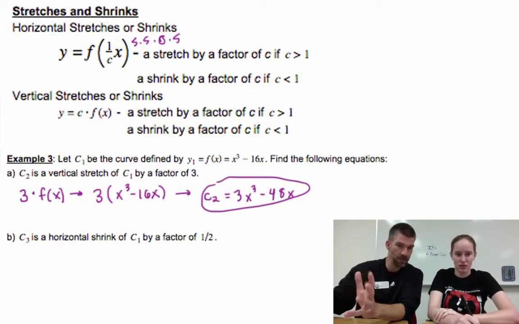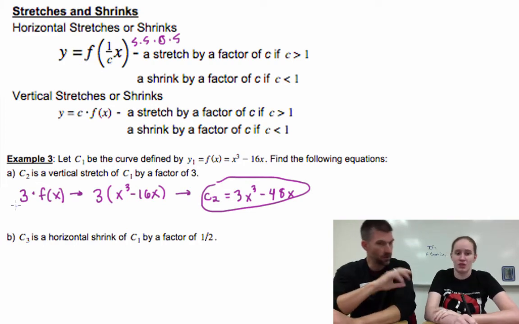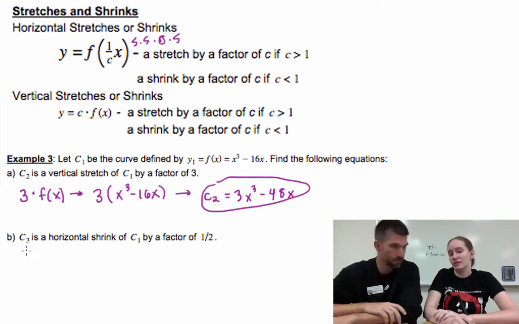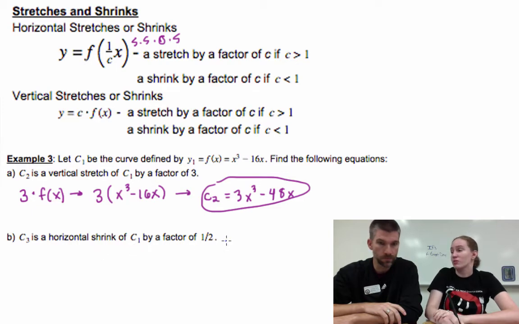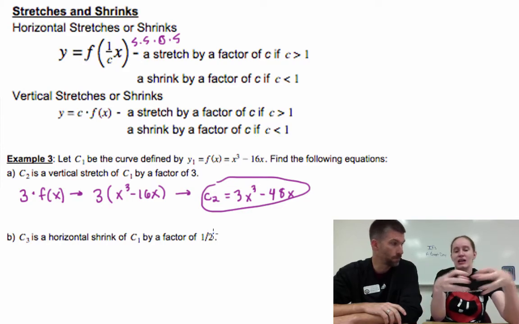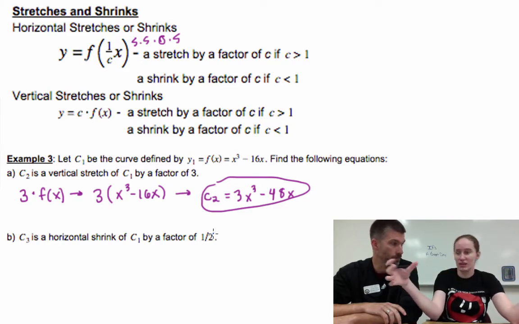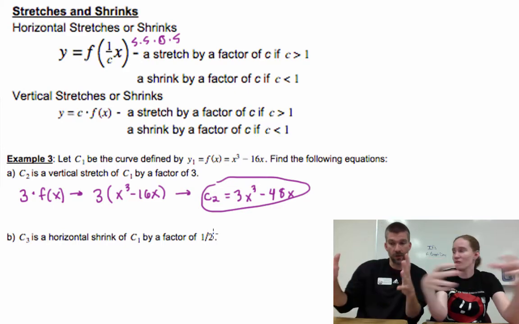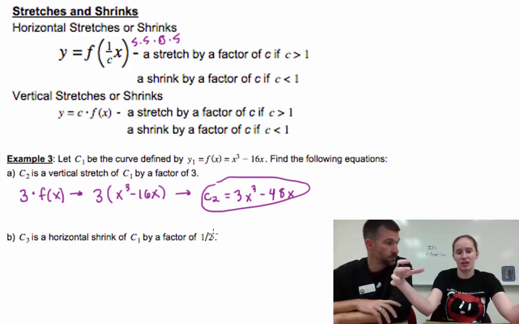Now this one, pay attention, because maybe this will be a little bit more tricky. C3 is a horizontal shrink of C1 by a factor of 1/2. Okay, so we're shrinking by 1/2. And we're talking about the x values. The x values are having to get smaller. Horizontal is talking about your x values.